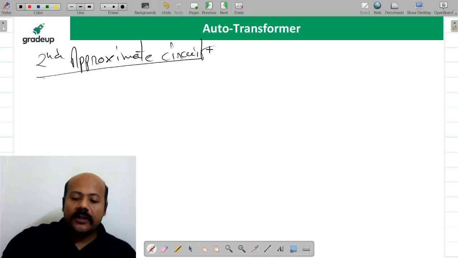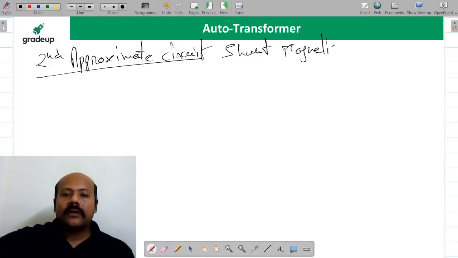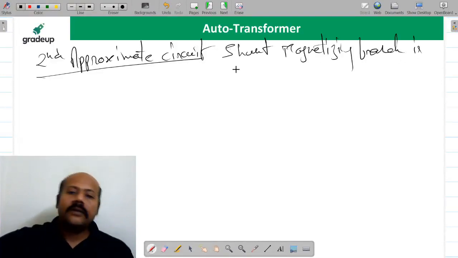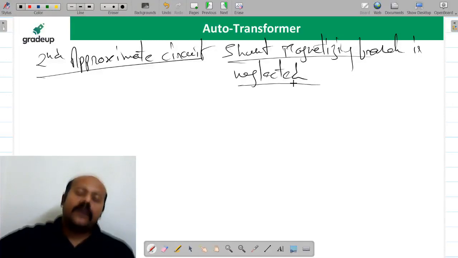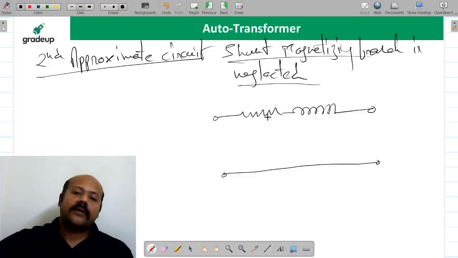How are we going to see the second approximate circuit? Just see here. For the second approximate circuit, the shunt magnetizing branch is neglected. Now see what is going to happen. So your transformer is going to look something like this. Very beautiful transformer you are going to get.